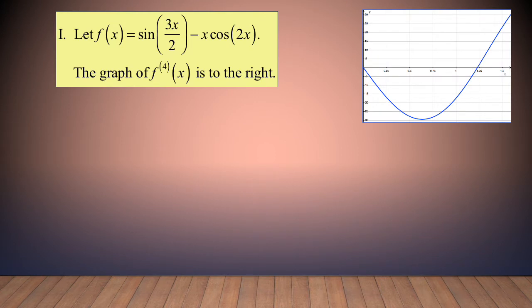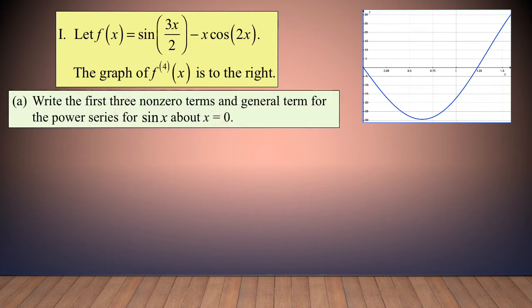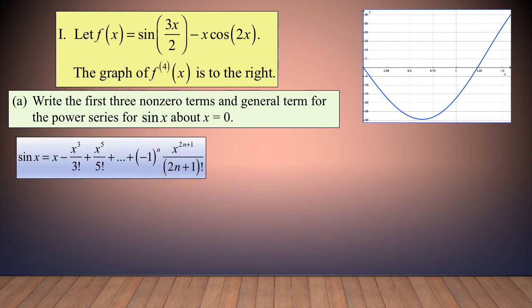Problem Roman numeral 1 reads, let f of x equal sine of 3x over 2 minus x cosine of 2x. And the graph of the fourth derivative of x is shown to the right. A reads, write the first 3 non-zero terms and general term for the power series for sine of x about x equals 0. Little to do here, students should know this by heart.